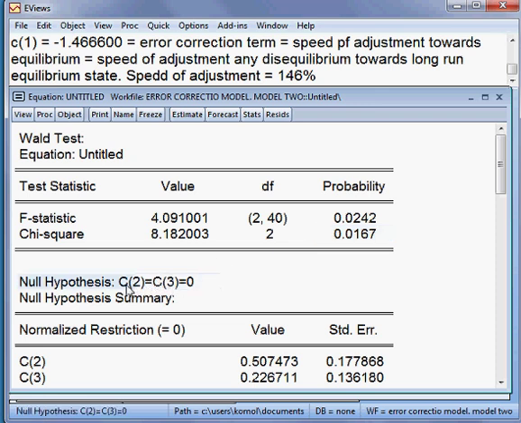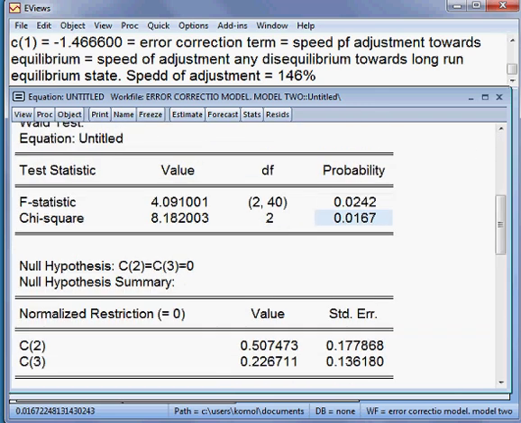The null hypothesis is that C2 and C3 equal 0, meaning that C2 and C3 jointly cannot influence the dependent variable. And the p-value is 1.67%, meaning that it is less than 5%. So we can reject the null hypothesis and accept the alternative hypothesis, meaning that C2 and C3 jointly can influence the dependent variable.